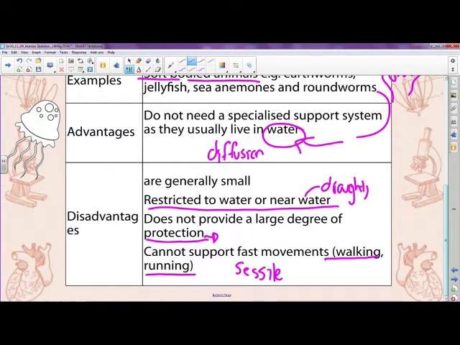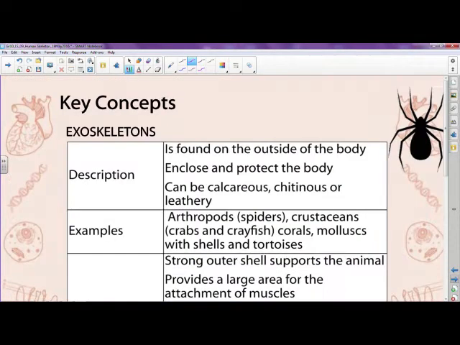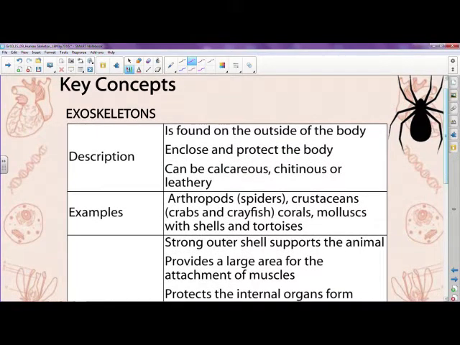Sessile means that they can move, but they don't always move. Okay, so that's our first kind of skeleton. Our second kind, and these are the creepy ones, you see there's an icky black spider at the top there. Exo, all right, when we refer to an exo, we say it's on the outside. So our support system, our strength, is found on the outside and protects everything on the inside.